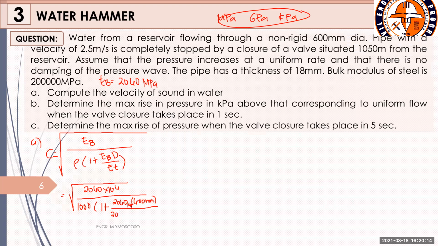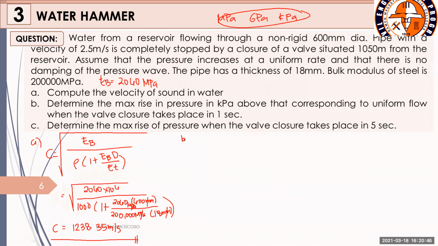This is MPa, 200,000 MPa times the thickness, which is 18 mm. Ito hindi ko na siya kinonvert since makaka-cancel din naman yung ating unit. So mm is cancelled, MPa is also cancelled. So your celerity is, yes, that would be 1238.35 meters per second. So that is our answer for letter A.